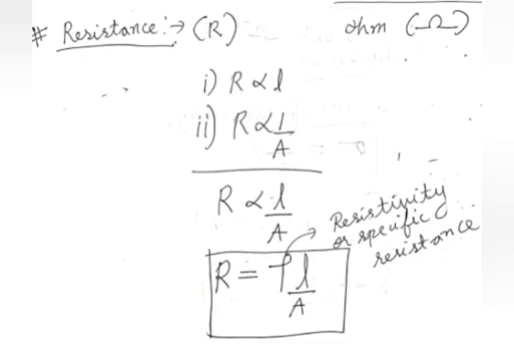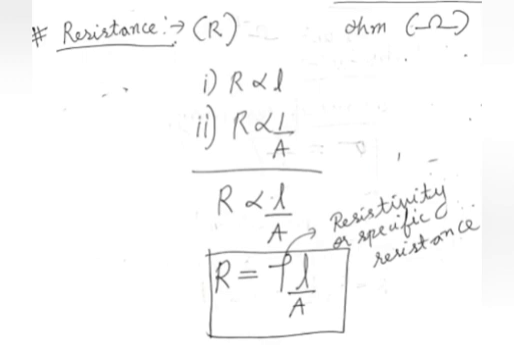Now let us talk about the factors on which resistance depends. Resistance R is directly proportional to length. The more the length of the wire, the more is the resistance in the wire. And the second factor is area of cross section. Resistance is inversely proportional to area of cross section.